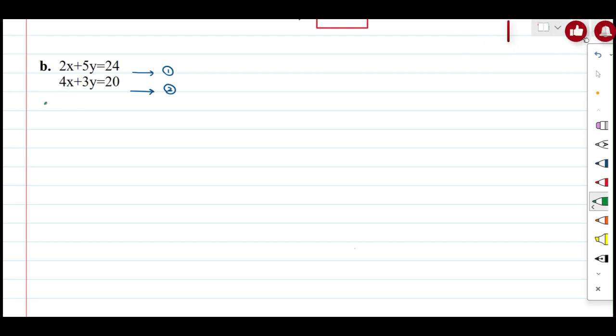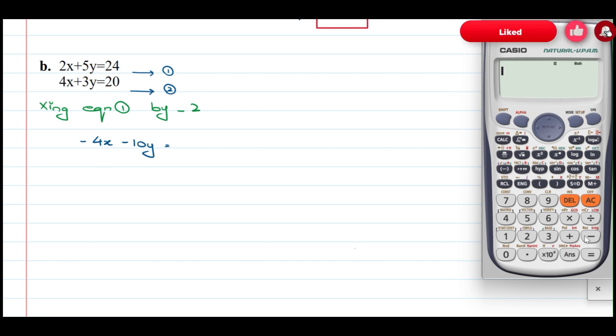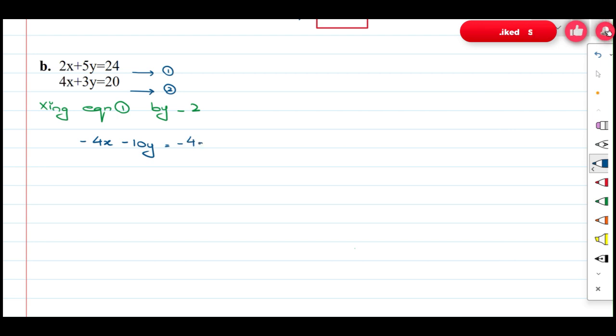So here we can say multiplying equation 1 by negative 2, same in value but opposite in sign, right? When I multiply equation 1 by minus 2, minus 2 times 2 is minus 4x, minus 2 times 5 is minus 10y, and minus 2 times 24 is minus 48. The second equation stays the same, 4x plus 3y equals 20.